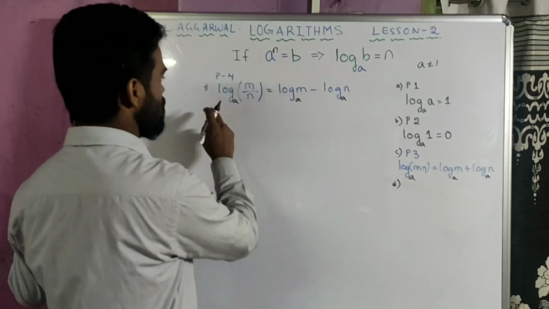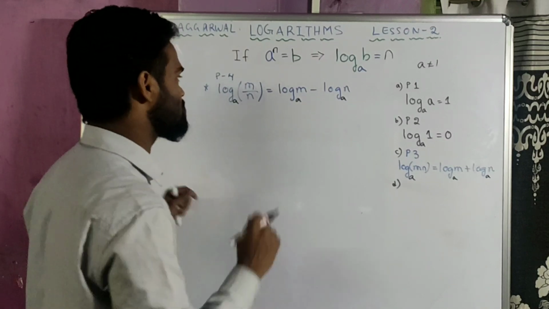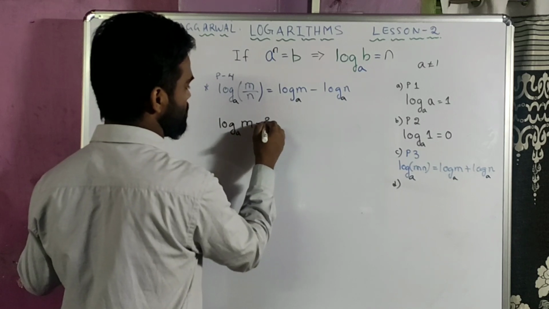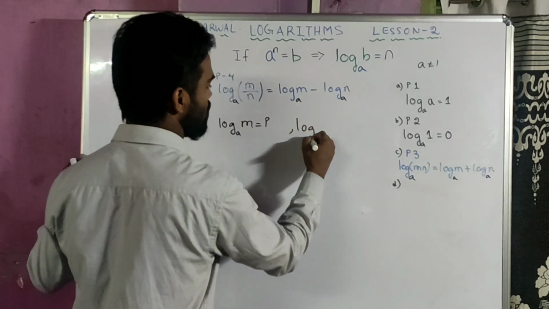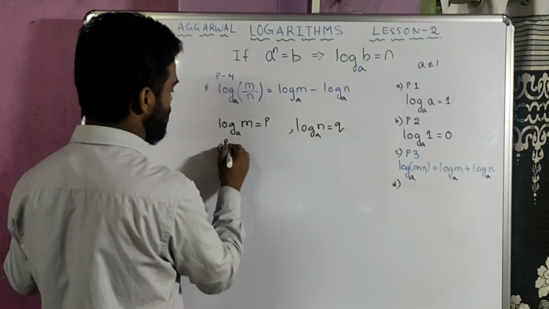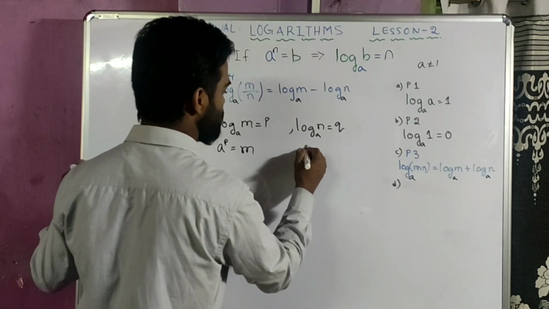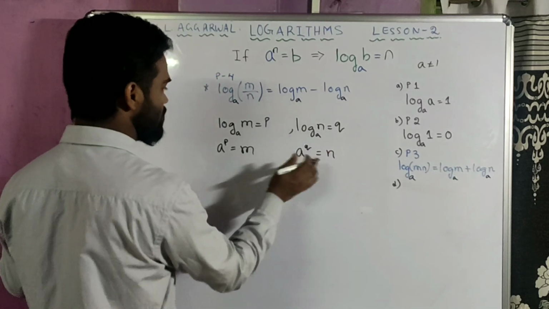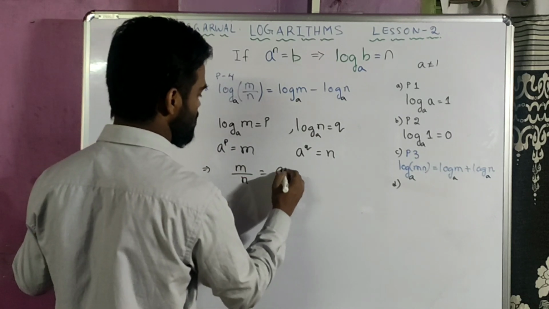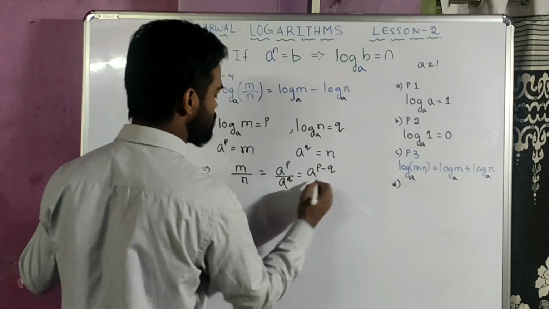Now our next property is log m by n to the base a is equal to log m minus log n with the same base. How? Just look over here. Suppose log m base a you take as p and log n base a you take as q. So can we write a to the power p equals m, and a to the power q equals n? Now you divide these two, m by n. So m by n equals a to the power p by a to the power q, which is equal to a to the power p minus q.